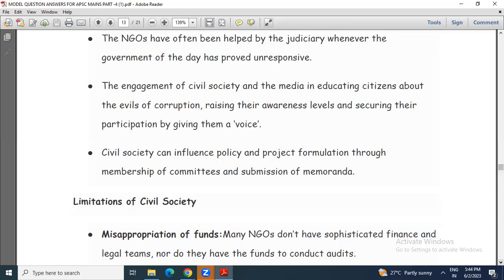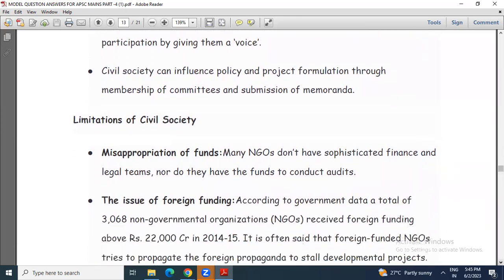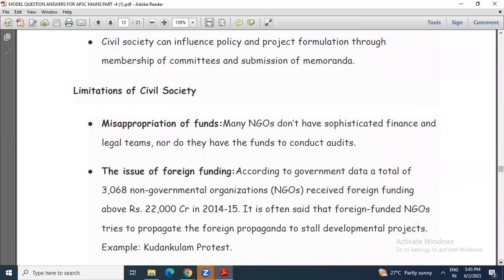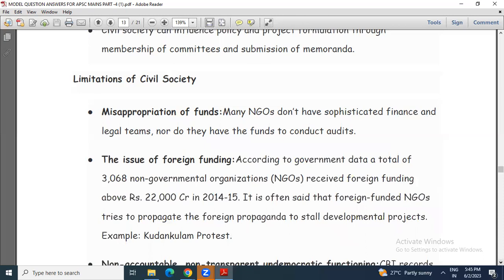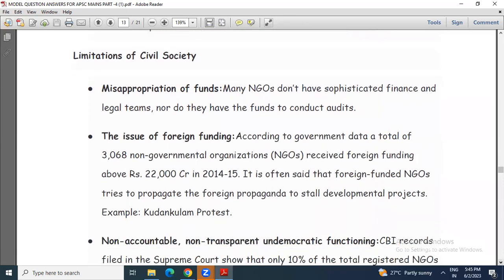That is the voice. So civil society can influence policy and project formulation through membership of committees and submission of memoranda. But a few limitations of civil society are there, like misappropriation of funds. Many NGOs don't have sophisticated finance and legal teams, nor do they have the funds to conduct audits. So this is again a major problem, because lack of funds is there, and some funds are coming, but where those funds are going is again an issue.